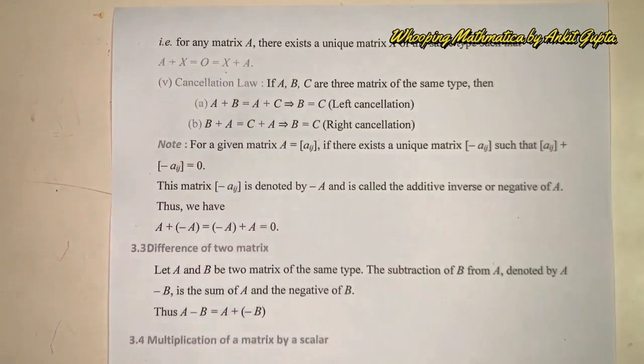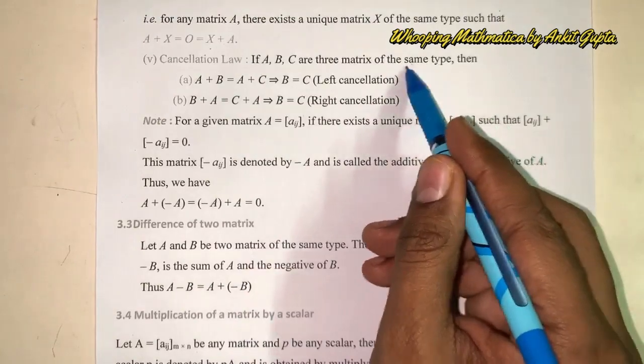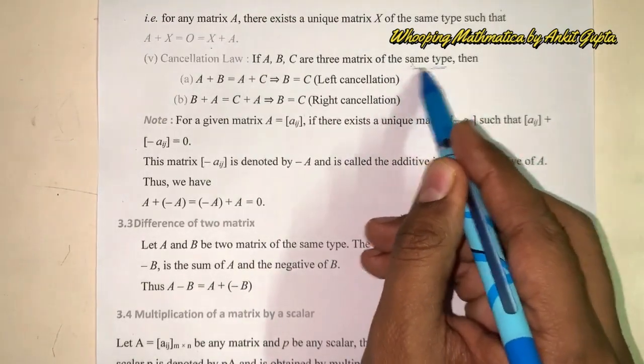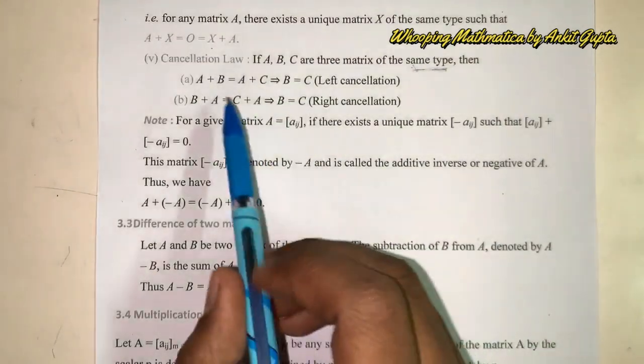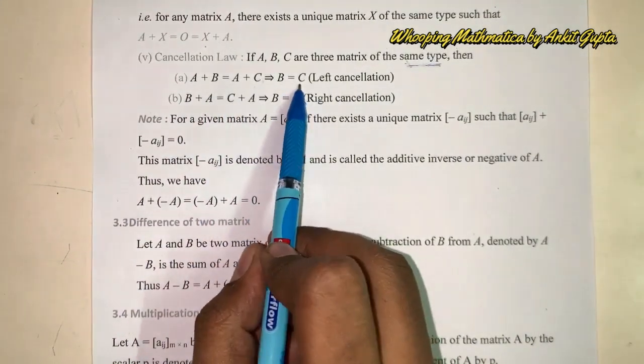Next law that comes into the picture is cancellation law, which means that we can directly cancel if two equalities are given to you. If A, B and C are three non-zero matrices and are of same order, why we are saying here is because if they are of different order, we cannot add them. So for cancellation property, the first thing that we need to keep in our mind is addition property must hold true, and that is only possible when they are of same order or of same type. That is, A plus B is equal to A plus C implies B is equal to C.